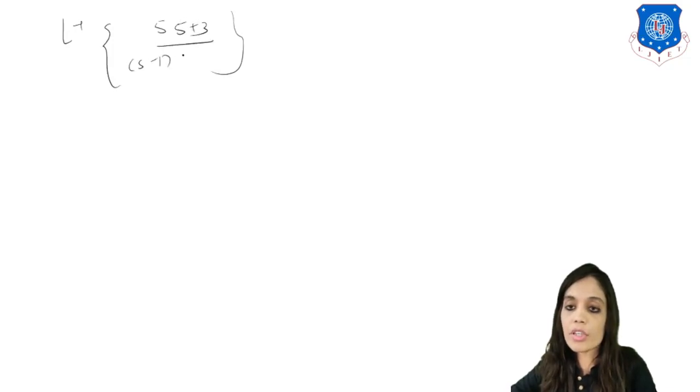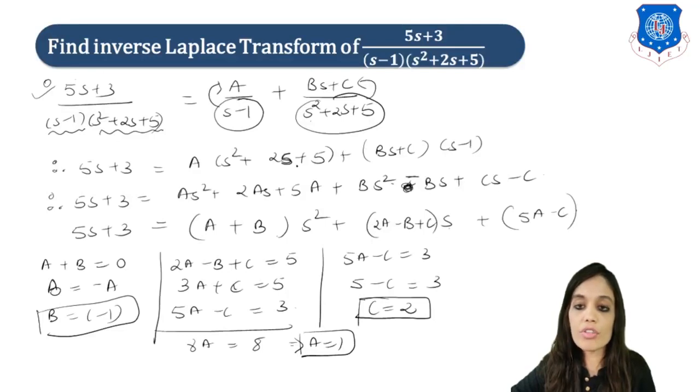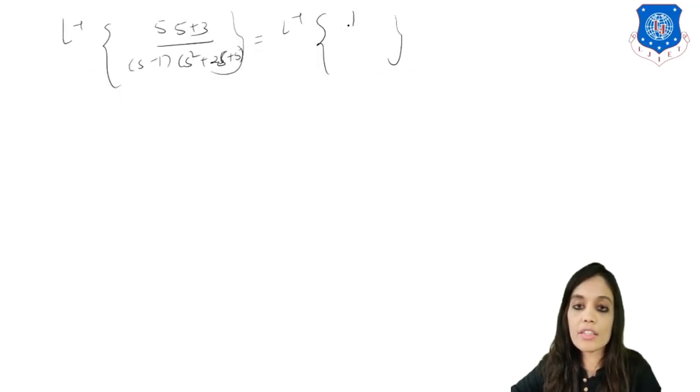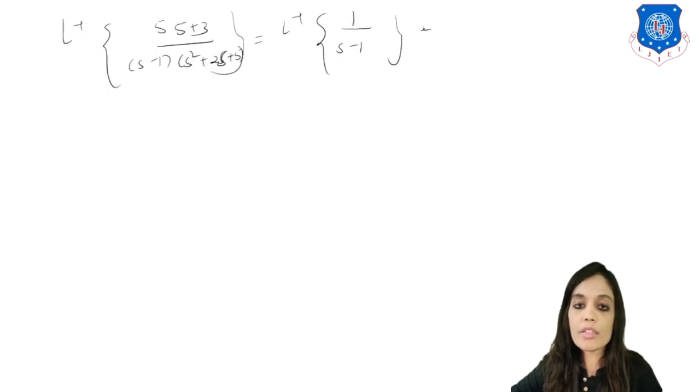So Laplace inverse of 5s plus 3 upon s minus 1 into s square plus 2s plus 5 is equals to Laplace inverse of, our value of a is 1, so put 1 over here. So we will have Laplace inverse of 1 upon s minus 1 plus, put the value of b and c, they are minus 1 and 2, so plus Laplace inverse of minus s plus 2 upon s square plus 2s plus 5, right? Now what we will do, firstly write the Laplace inverse of this. It is very simple, it will be e raised to t.